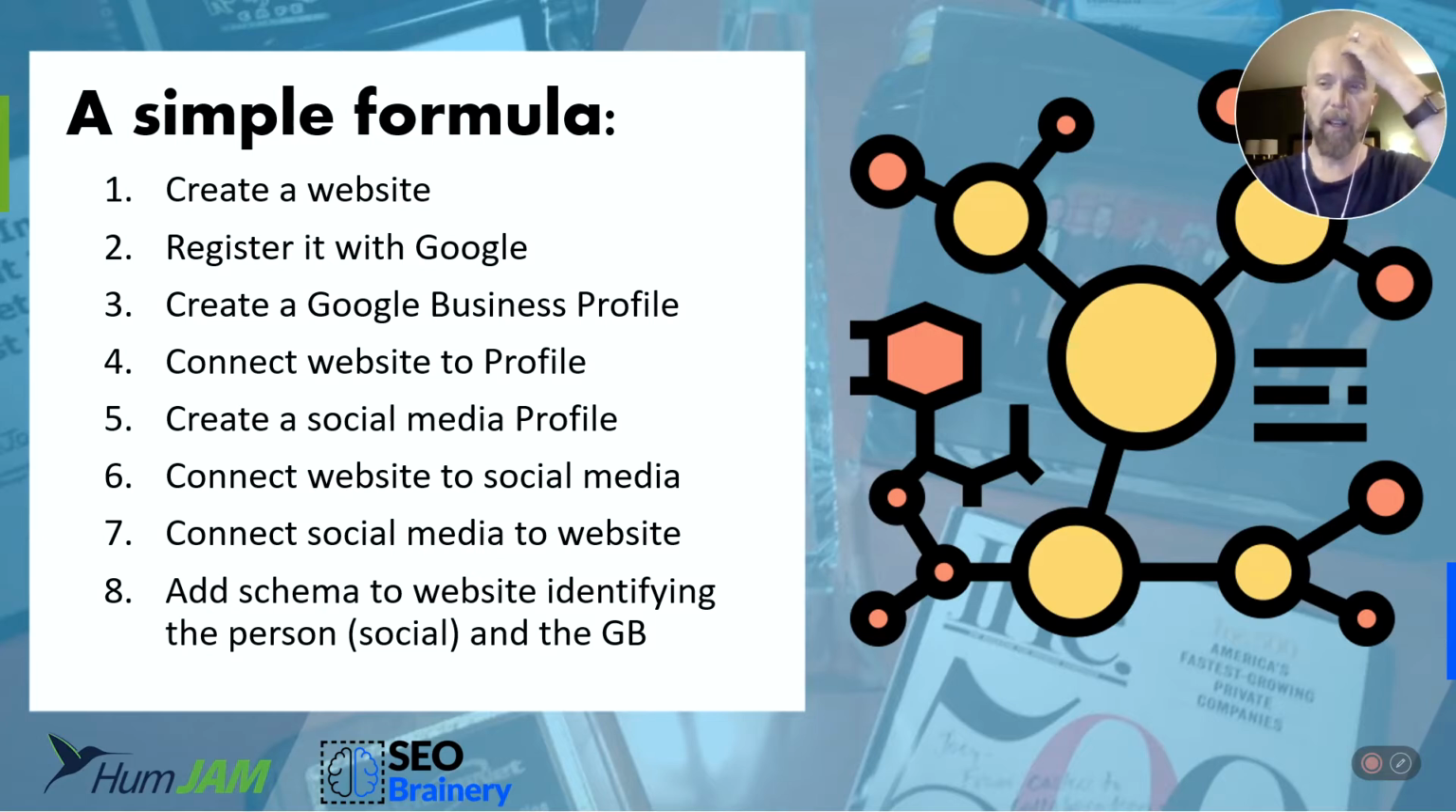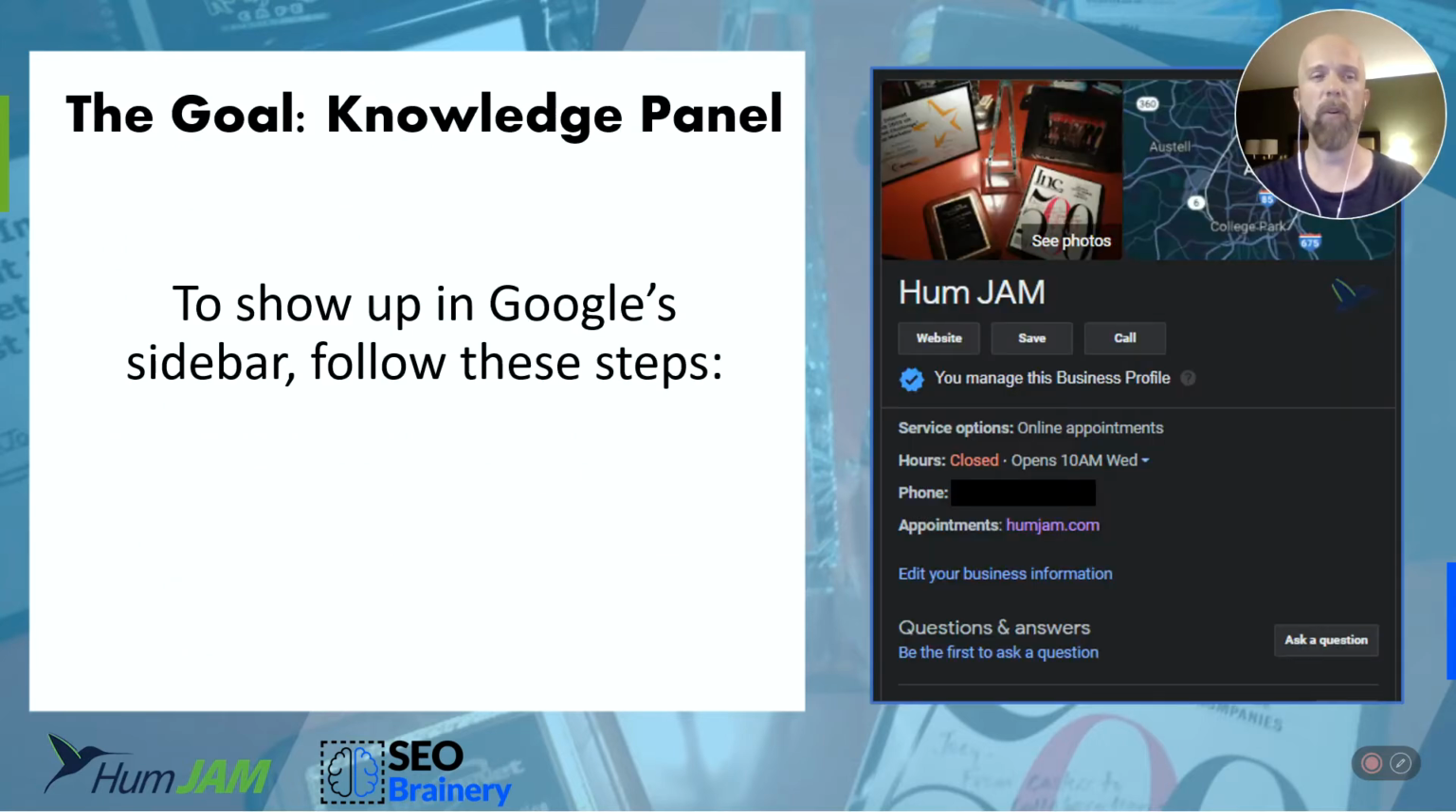The way this will work to connect all the dots is you have your business profile that gets connected to your social media profile that gets connected to your website, and then you add schema, making sure that Google knows about all of those entities and connects them all together. So that's the simple formula. It's fairly easy to do, and this is just 101. This is step number 1.